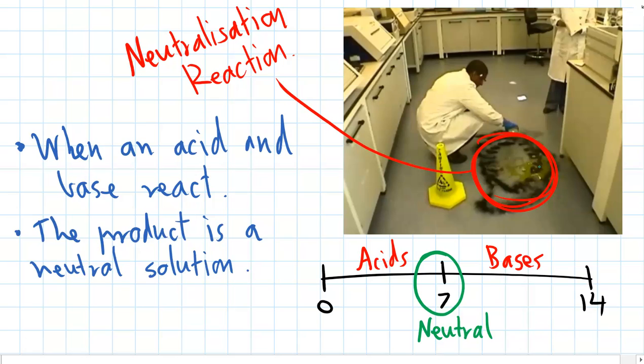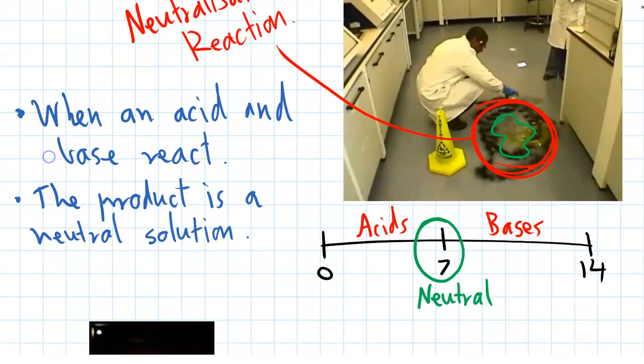So if we accidentally dropped hydrochloric acid all over the floor, we can add a base to that acid, and it will react with the hydrochloric acid, and then we'll end up with a neutral solution of pH 7, which is a lot safer, and then we can clean it up and dispose of it safely. So when you hear about neutralization, it's an acid and a base, and we end up with neutral.